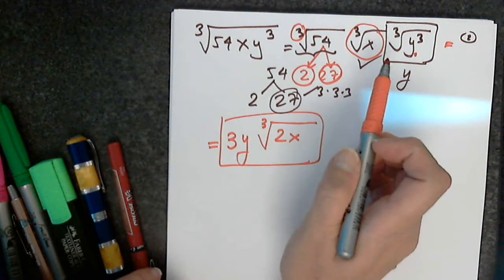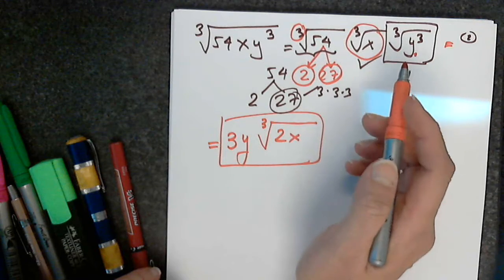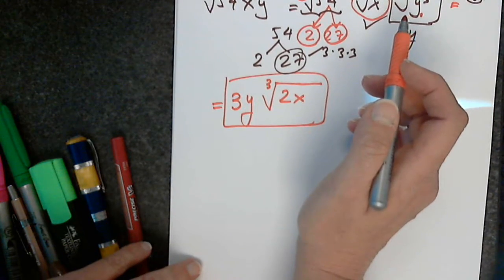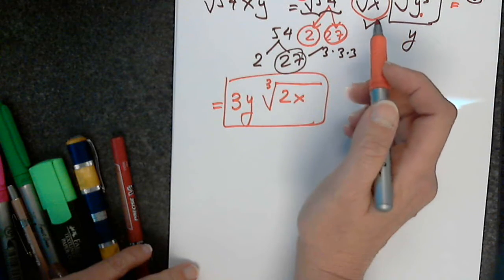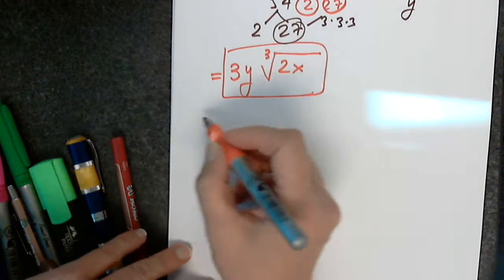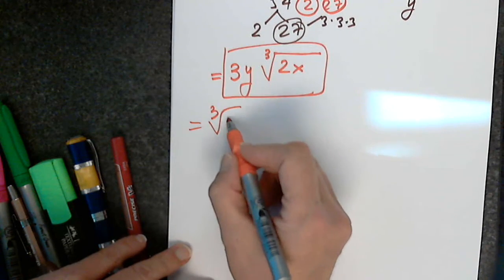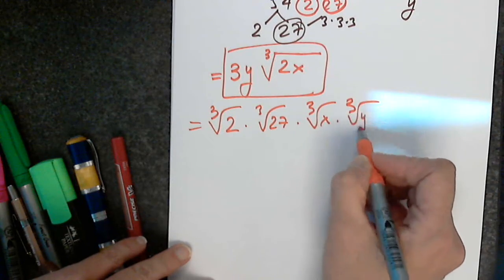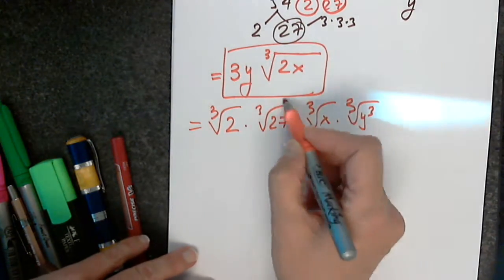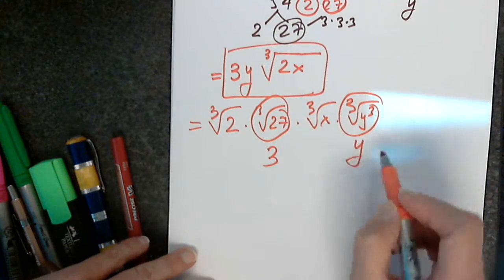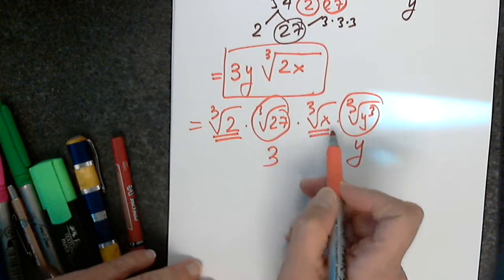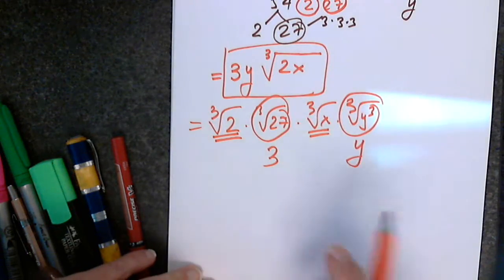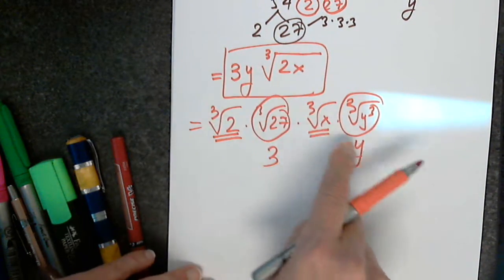I don't understand how you went from... Well, I get that you split 54 and choose 27, but why is the 2 over there? So, do you understand that this is the cube root of 2 and the cube root of 27 and the cube root of x and the cube root of y cubed? Is it clear that this will be 3 and this will be y? And is it clear that these two have to stay under the cube root because I can't simplify them? Yeah. Okay, so these two are here, this one is here, and this one is here.